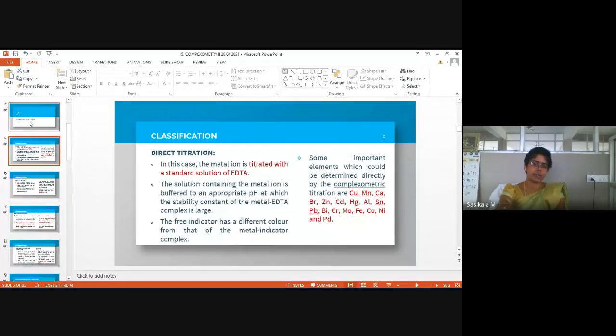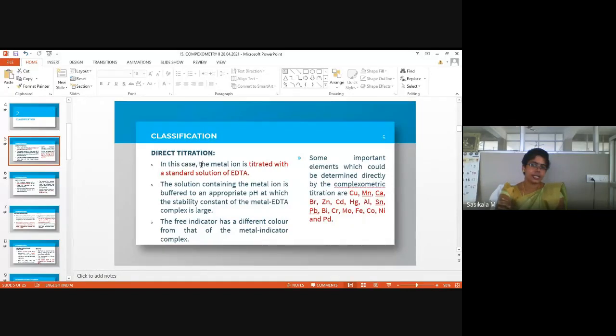Now let's see about direct titration. In direct titration, what happens here? Even in precipitation titrations we have discussed the direct method, which was the Mohr method, and the back titration or indirect method, which was the Volhard method. The same concept we'll be discussing for this class of titrations under complexometry.